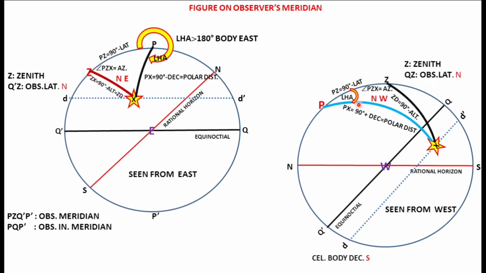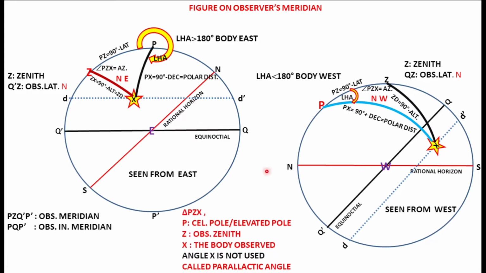Angle P, as I said, was LHA, and in this case, you are measuring this angle west, clockwise. So this angle P is our LHA here. So when the body is on the west, then the LHA is less than 180 degrees.